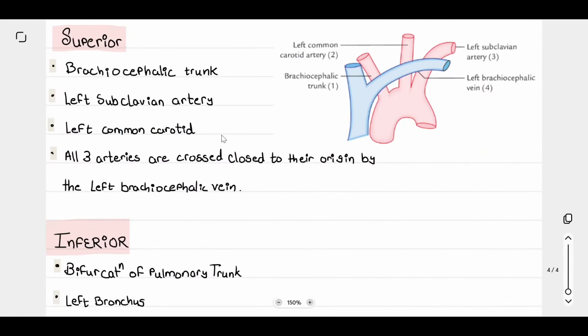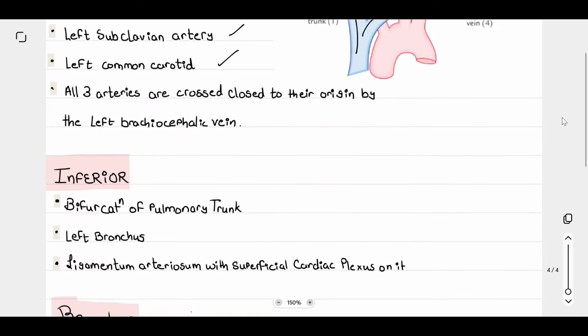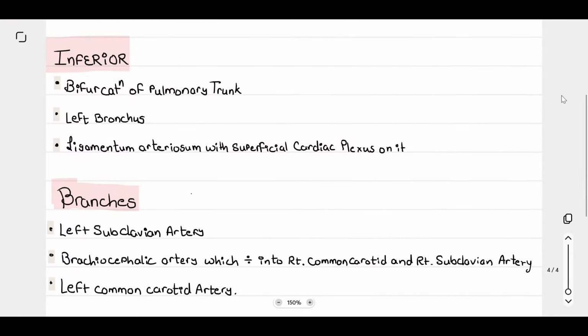Coming to the superior relations, it just tells us the anatomy of arch of aorta, which are brachiocephalic trunk. All these three arteries which arise from arch of aorta comprise the superior relations of arch of aorta: left subclavian artery and left common carotid artery. All three arteries are crossed close to their origin by left brachiocephalic vein. This is the brachiocephalic vein. I am not emphasizing on the relations of this structure as you already have covered in your pre-med school.